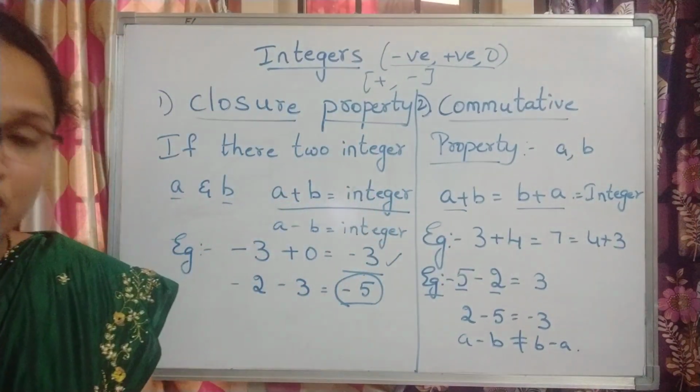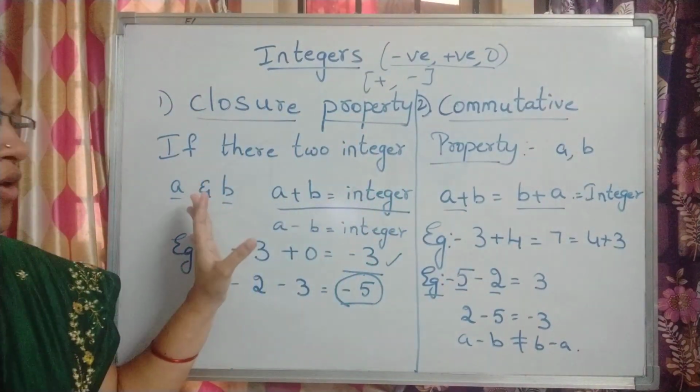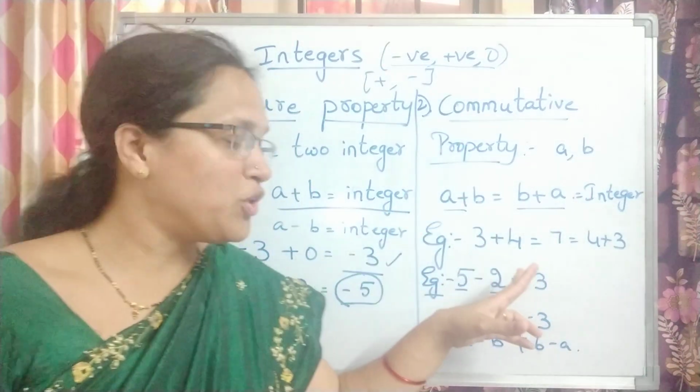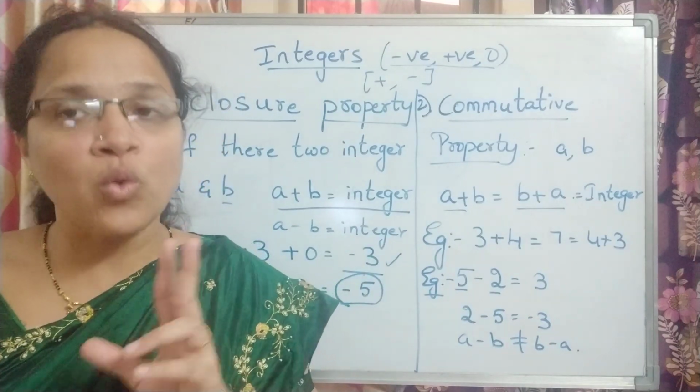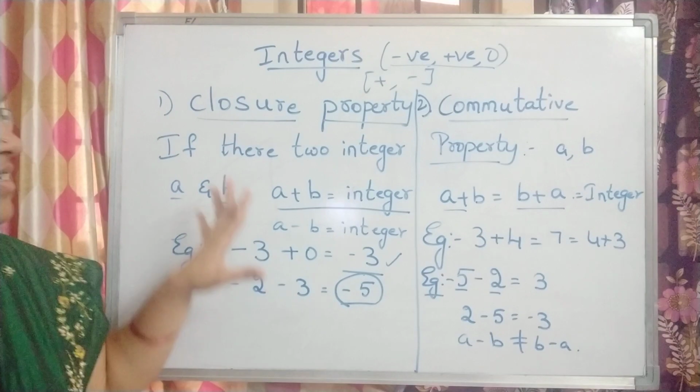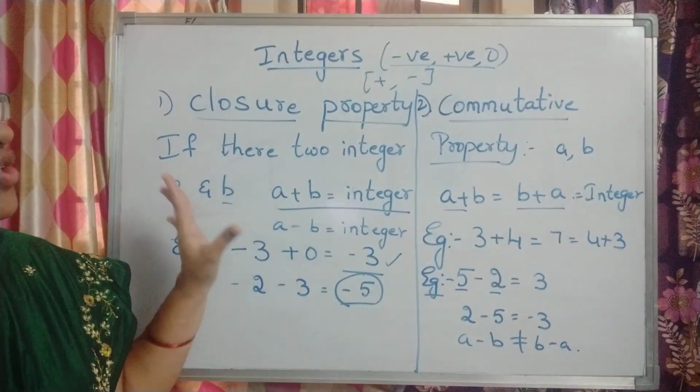So by this video, what did you understand? Closure property is satisfied under both addition and subtraction. But commutative property is satisfied under only addition and it is not satisfied under subtraction. Yes. So I hope you understood both the properties.